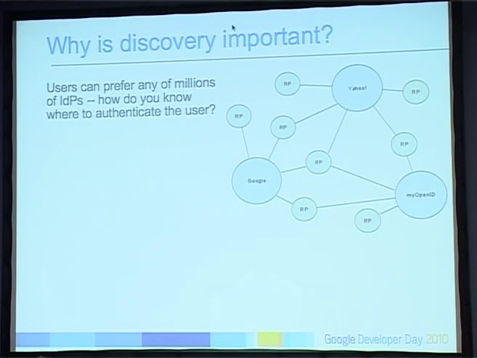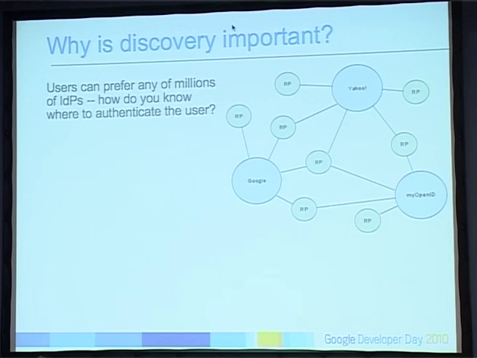So I'm going to go back to this issue of discovery. Given that there are potentially millions of ID keys out there, in fact, every Google Apps domain is technically its own identity provider, how do you know how to authenticate the user? And you can go anywhere on the web.